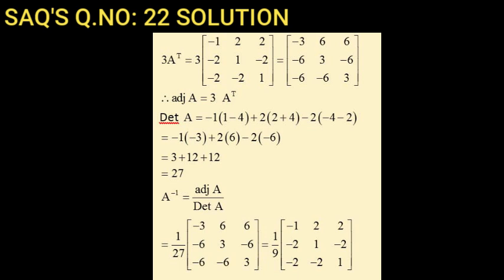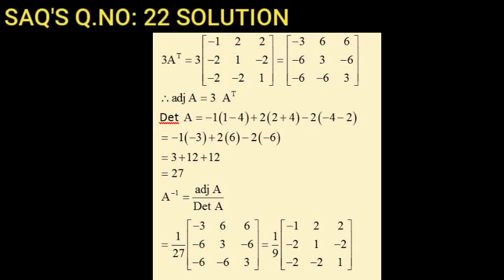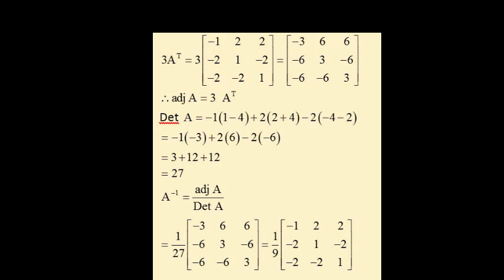Next we find A inverse. A inverse is equal to adjoint A by det A. Okay, first we find det A by using the definition of determinant. Det A is equal to 27. Therefore A inverse is equal to 1 by 27 into adjoint A, which is equal to 1 by 9 into [-1, 2, 2; -2, 1, -2; -2, -2, 1].